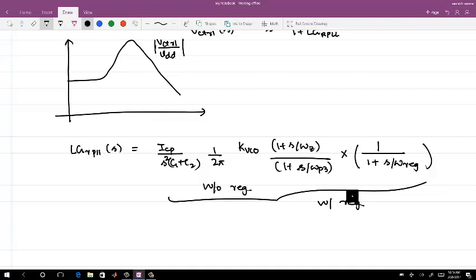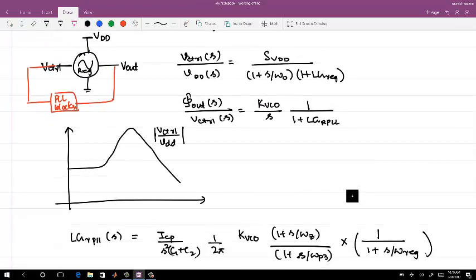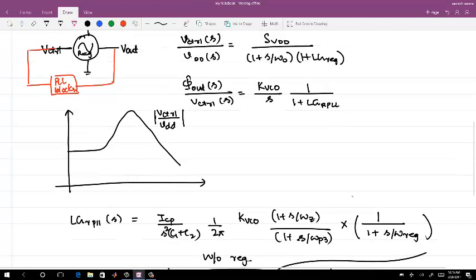Now when I am asking you to find phi out by V control, the loop gain of the ring PLL should consider this additional pole which is coming because of the regulator. But let's say the regulator bandwidth is large enough that it doesn't change things within the bandwidth. Given that, what should be the transfer function from V control to phi out?